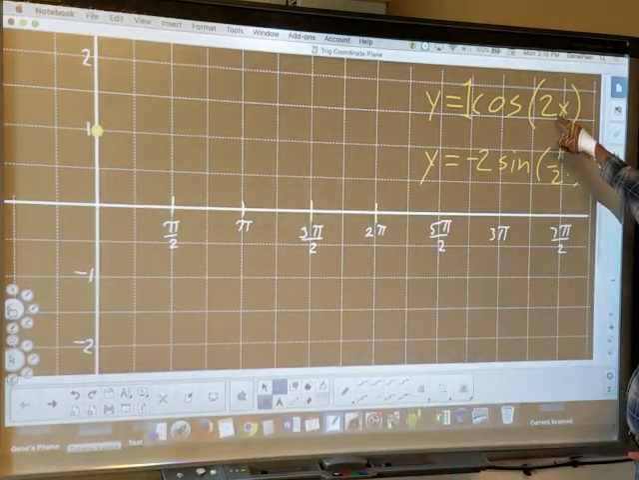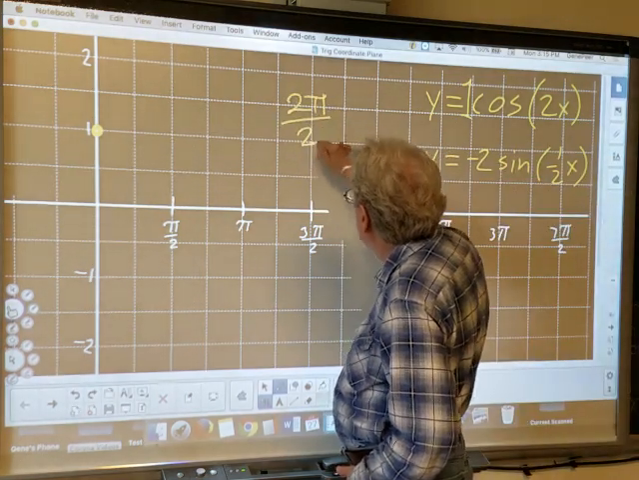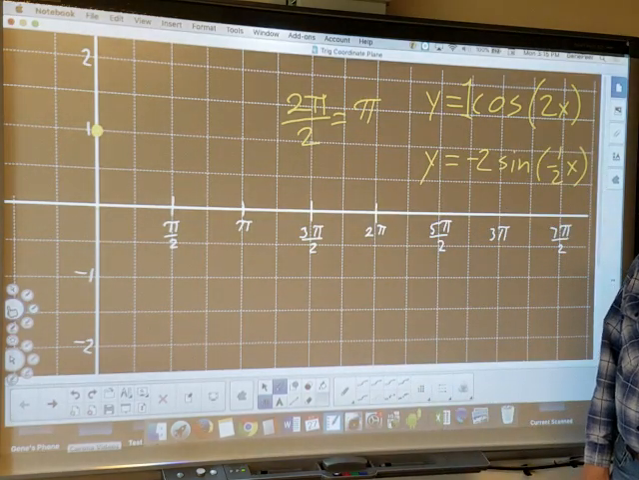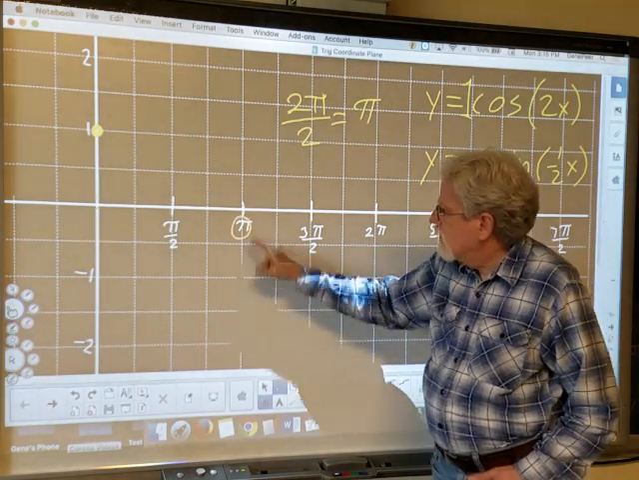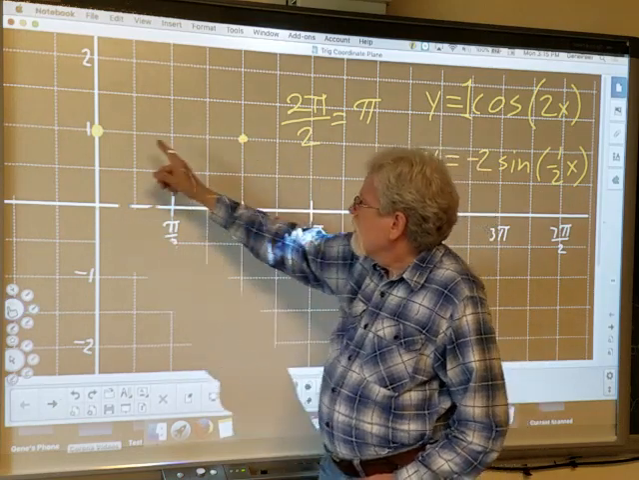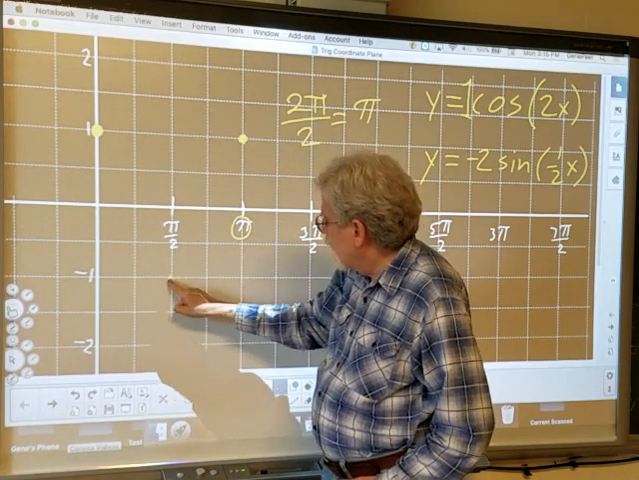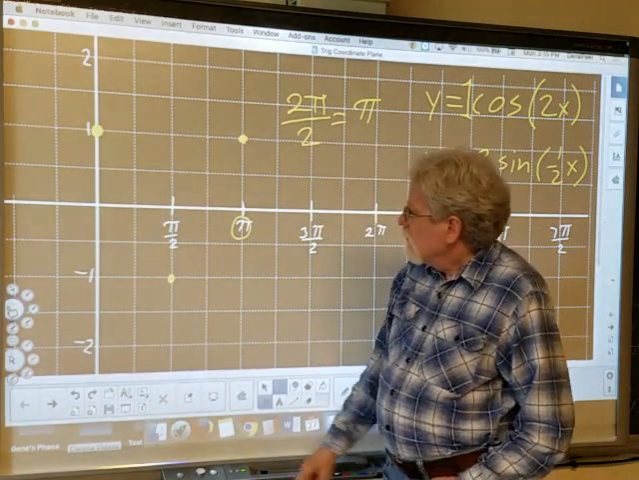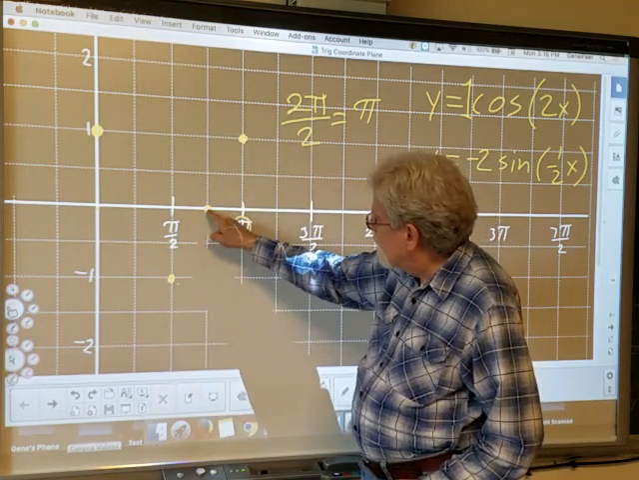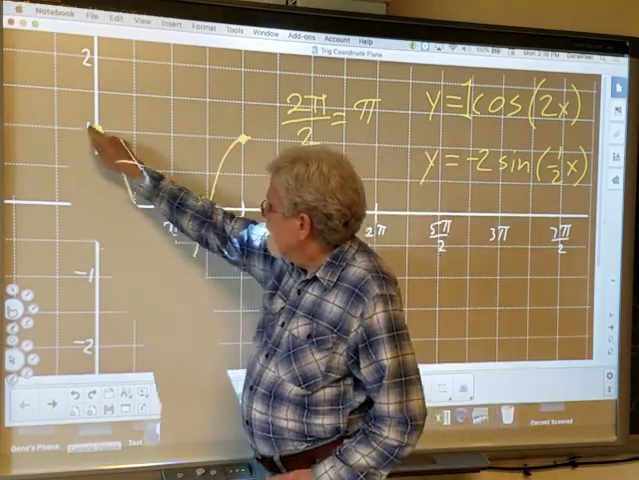Okay, omega is 2, so we go 2 pi divided by omega for the period. This one has a period of pi. So we have to fit one entire cycle in the space of 1 pi. So if it started here, it has to end here. If it has a maximum point here and here, there must be a minimum point halfway between. There must be a minimum point down here. Well, it must cross the x-axis halfway between the maximum and the minimum. That would be obviously right there and right there. We do our curve, and there it is.